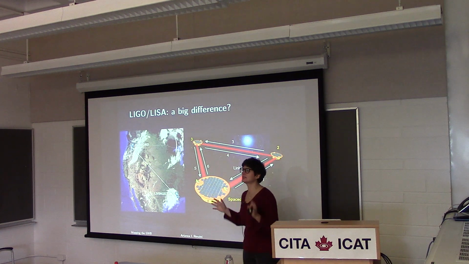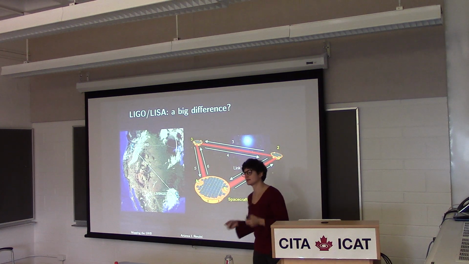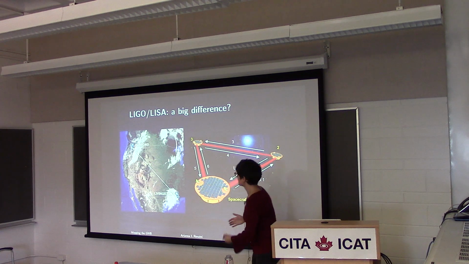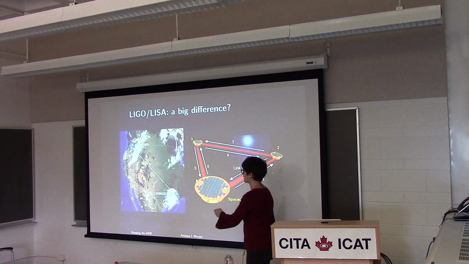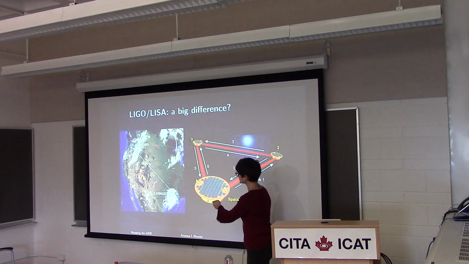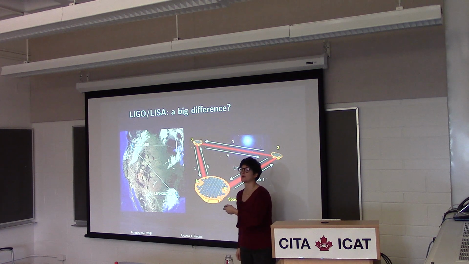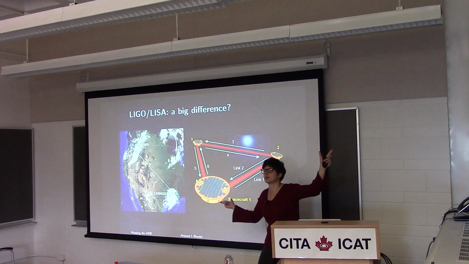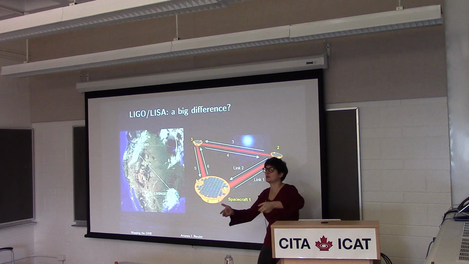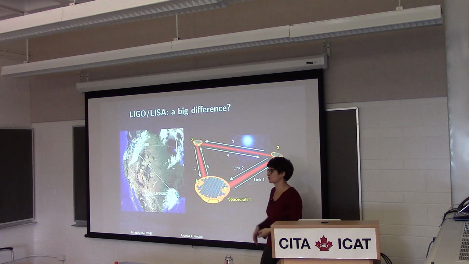So LIGO versus LISA, is there a big difference? Okay, just to refresh everyone, LIGO looks something like this, right? You have two 4-kilometer-arm orthogonal L-shaped detectors in North America, one in Hanford and one in Livingston. This baseline is about 4,000 kilometers. So to a good degree, you can assume that the noise is uncorrelated between these two detectors. And that's what we do to beat down the noise at first order.